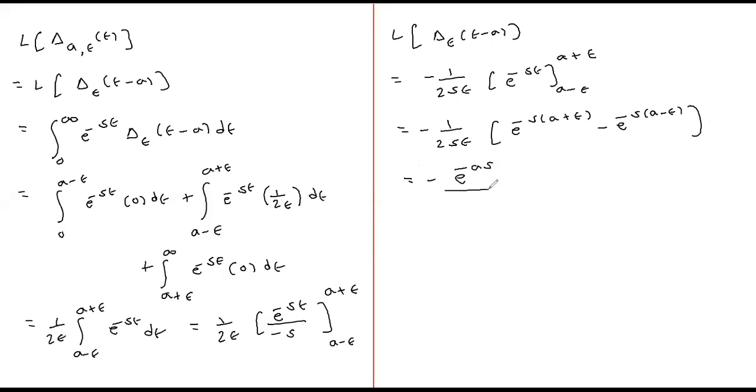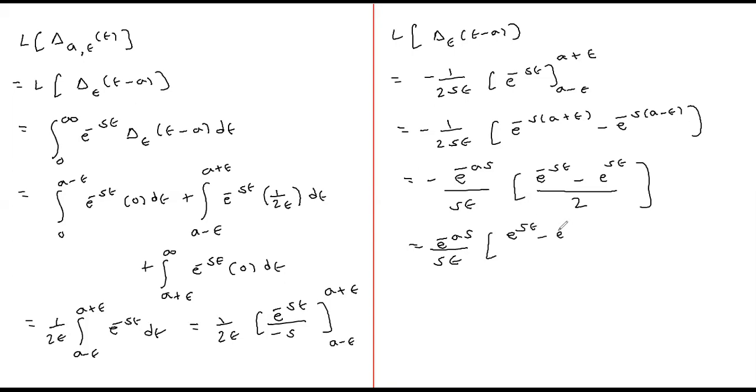as by s epsilon, e power minus s epsilon minus e power plus s epsilon, and I am taking this 2 here, and if I multiply with minus also, then e power minus as by s epsilon into e power s epsilon minus e power minus s epsilon by 2. Can you identify this function? Sin h. So this is e power minus as by s epsilon sin h of s epsilon.